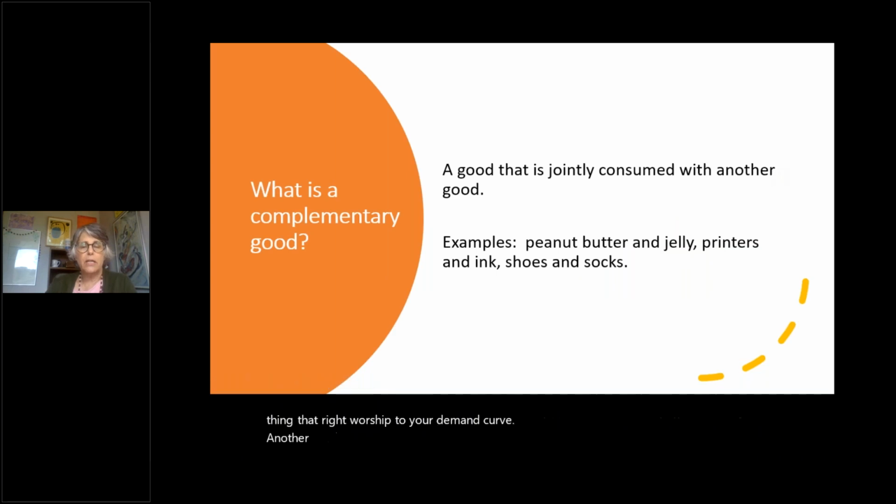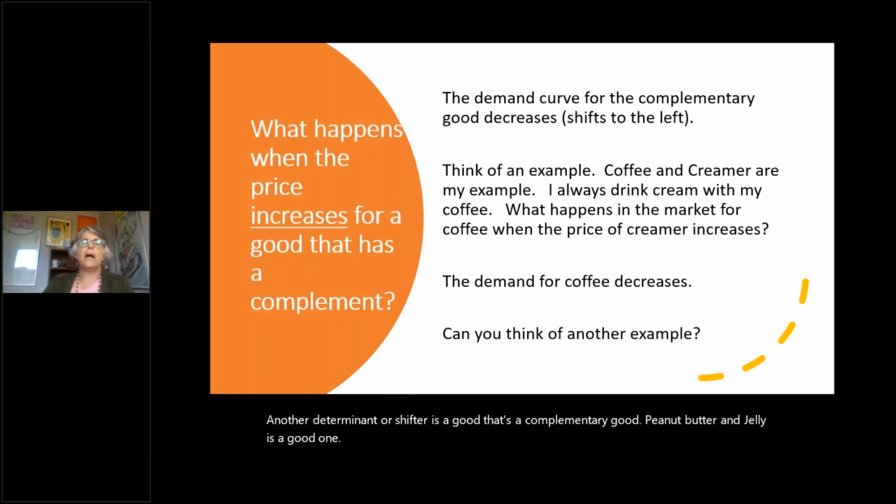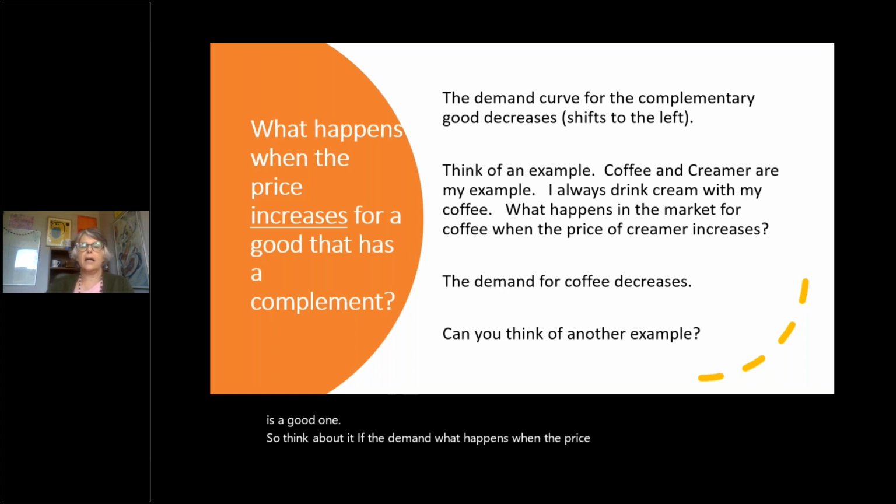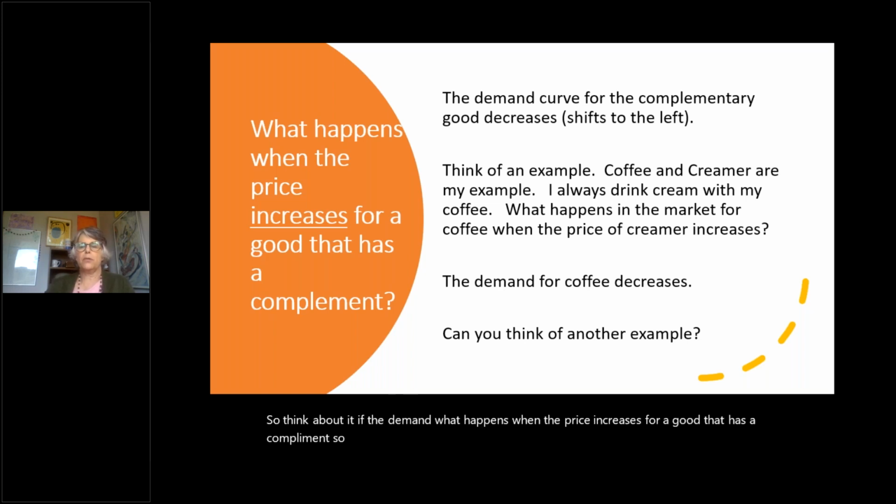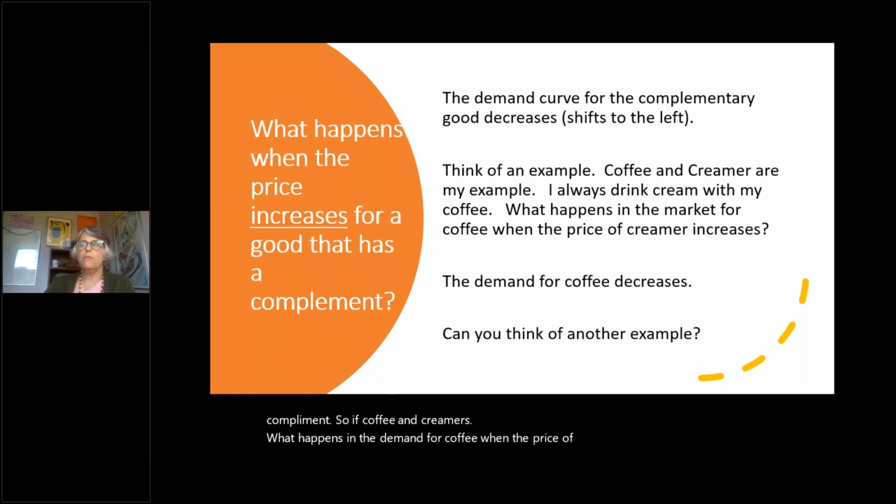Another determinant or shifter is a complementary good. Peanut butter and jelly is a good one. So think about it. What happens to demand when the price increases for a good that has a complement? If coffee and creamers, what happens to the demand for coffee when the price of creamer increases? If the price of creamer goes up, I'm going to buy less cream. And if I always drink coffee and cream together, I'm going to buy less coffee. So the demand for coffee decreases.